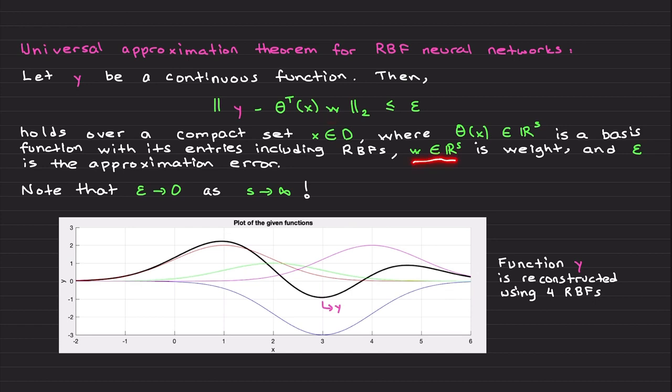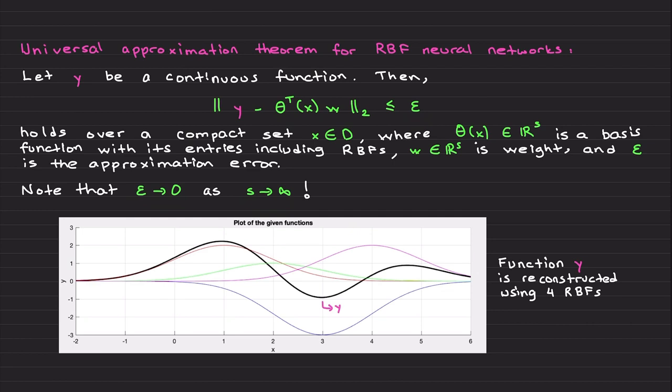W will be unknown weights for which we are going to find an analytical solution. You can also find a gradient descent-based solution. Anyway, what I am trying to tell is that radial basis function single layer neural networks can approximate any continuous function up to any accuracy. Note that this epsilon approaches 0 as S, the number of radial basis functions that you include here, increases. Again, a MATLAB example will demonstrate that.